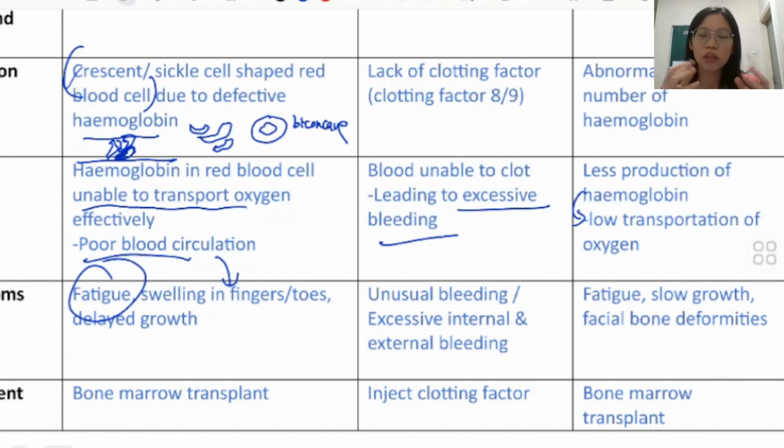And the clotting factor will actually do blood clotting quickly to prevent excessive internal bleeding. But because of hemophilia, the blood lacks clotting factor, and that's why it leads to excessive internal bleeding. Although you can't see it, the effect will be severe if there is excessive internal bleeding.